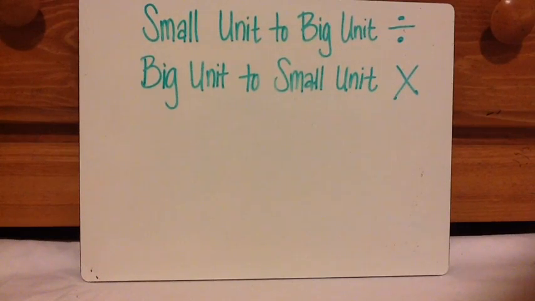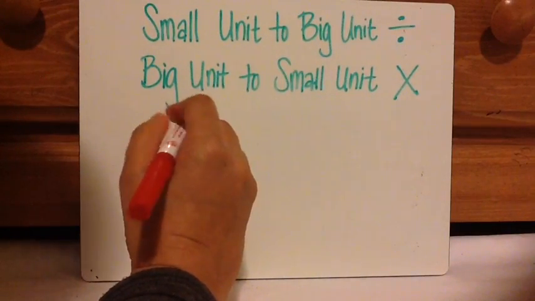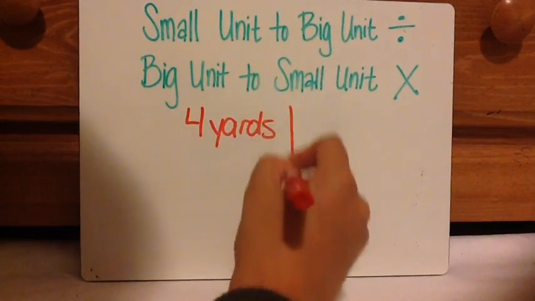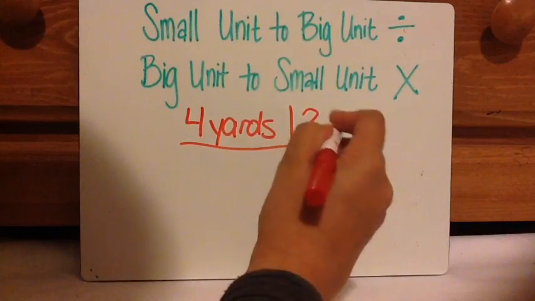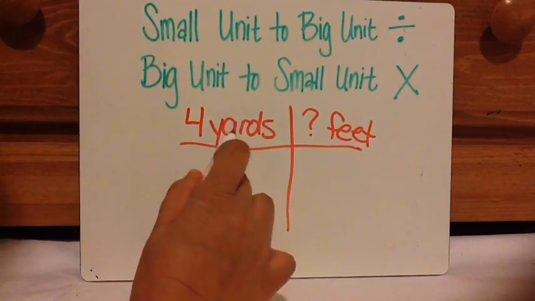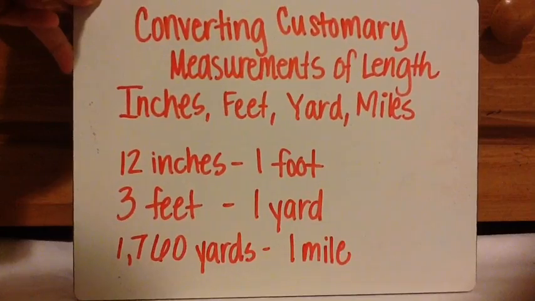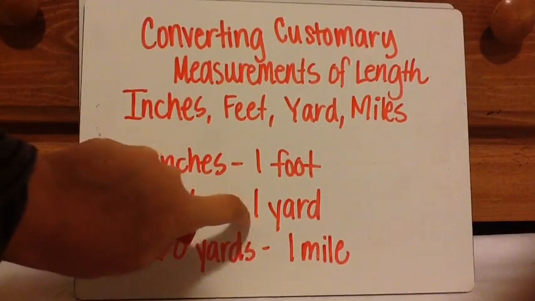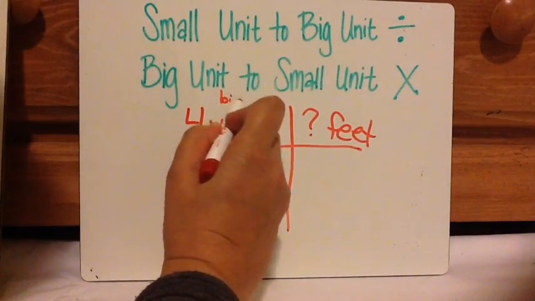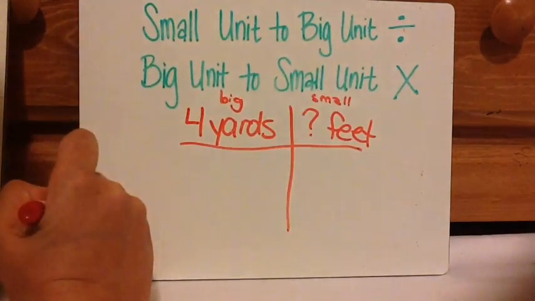So let's start with a small example, such as I have 4 yards. I want to know how much is that in feet. So the first step is recognize you're going from yards to feet. Which one is bigger? Well, when we talked about this, 3 feet equal 1 yard, which means yards is larger than feet. So I'm going from a big unit to a small unit. So when you're going from big to small, you multiply.